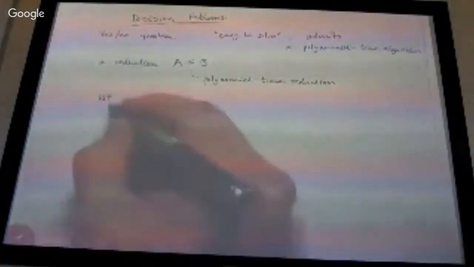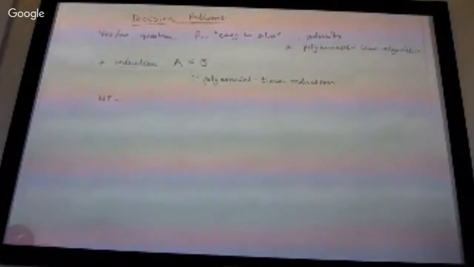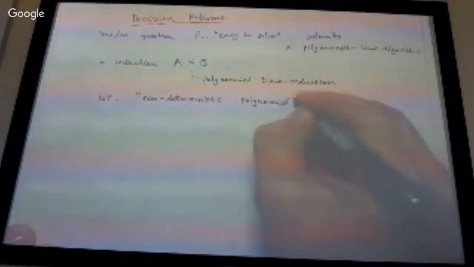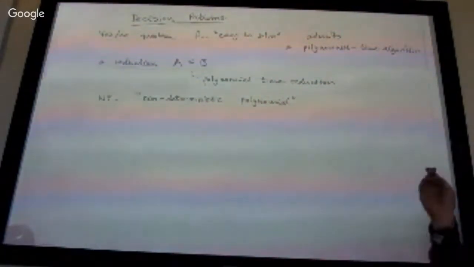Then there's the idea of the class NP. The class P is the problems that are easy to solve. NP stands for non-deterministic polynomial. Non-deterministic is the first word.